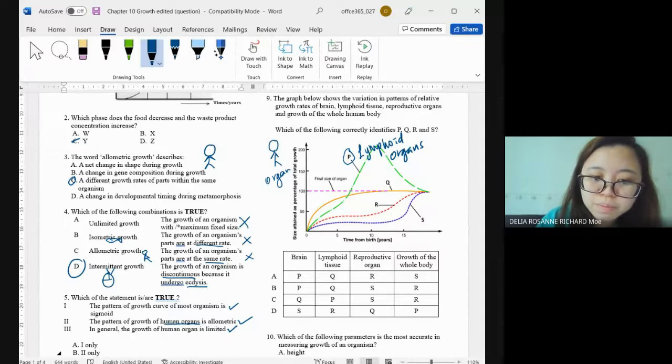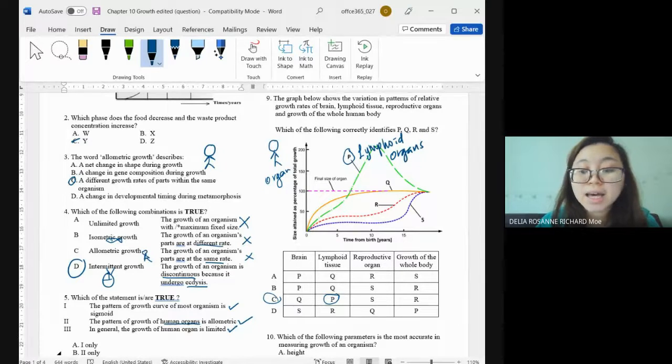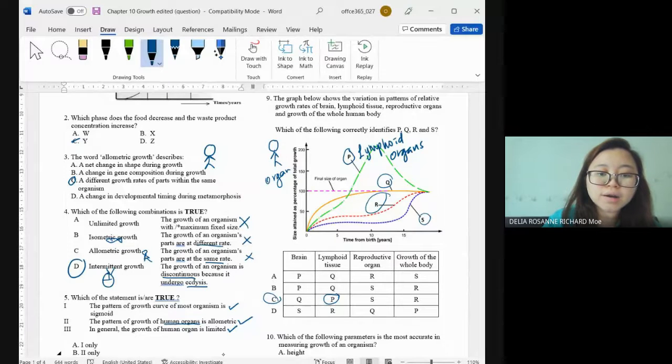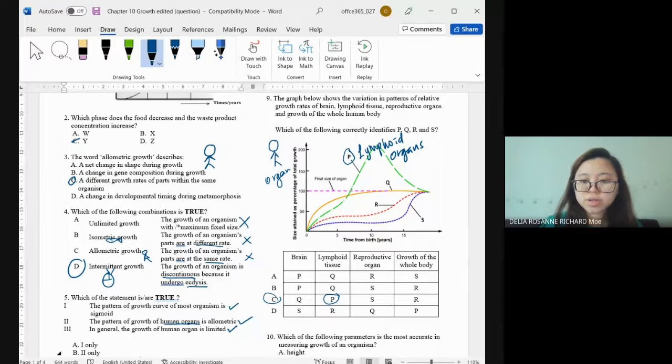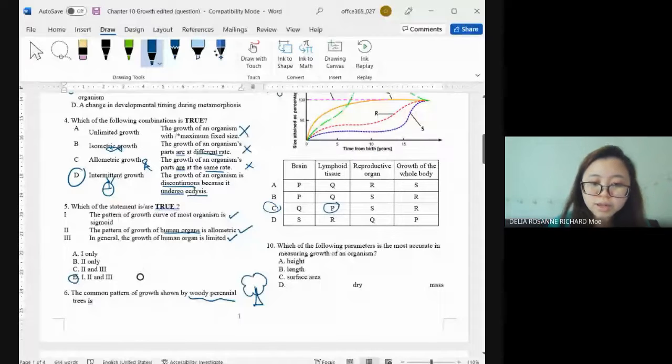So you identify what is P dulu. Okay, so here I have the lymphoid tissue is P. And then I see this is the only correct option. Yang A, B dengan D semua salah. So my answer is definitely 9C. Kalau kamu mau start dengan Q ataupun R ataupun S pun tiada masalah juga. Tapi bagi saya yang senang keliru, saya suka start dengan graf yang paling pelik atau paling menonjol dia punya bentuk. Okay, good one, Uzair.